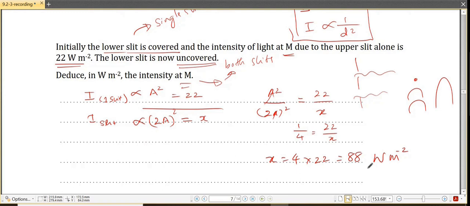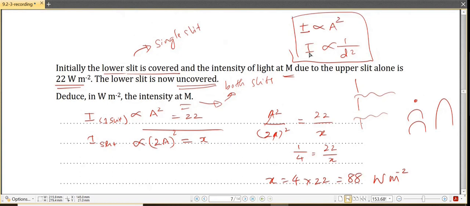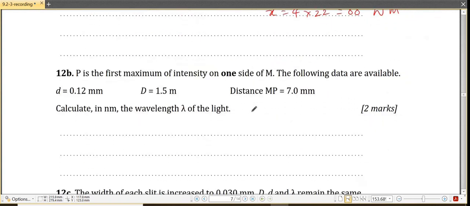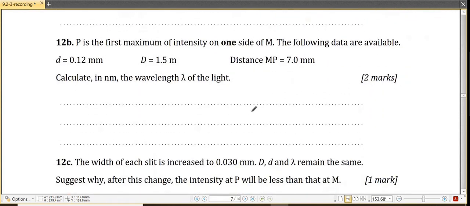Usually what students do is say the intensity is doubled. No, intensity depends upon the amplitude square. Therefore, you need to be a little bit careful here. Yes, let's look at 12b.